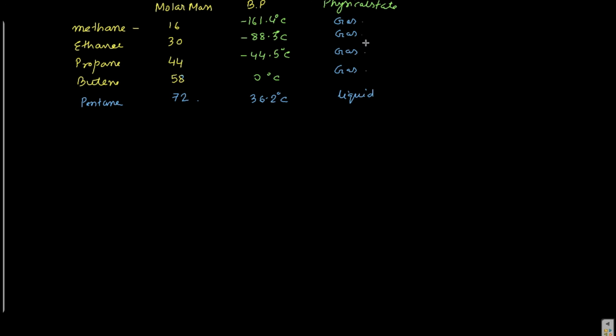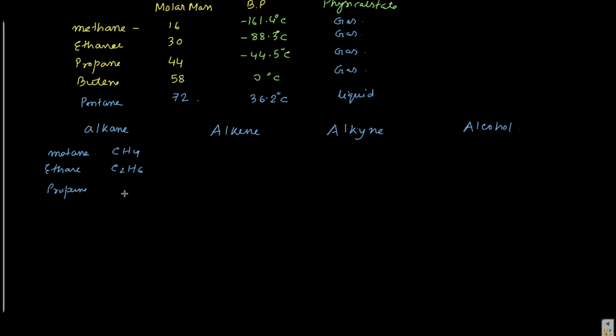Now you know the examples of homologous series that you can find easily: alkane, alkene, alkyne, and alcohol. Take these four. Methane is CH4, then ethane is C2H6, then propane is C3H8, then butane is C4H10, like this.